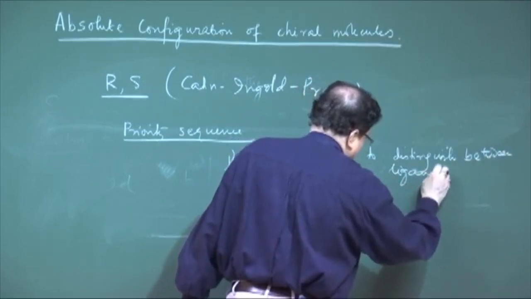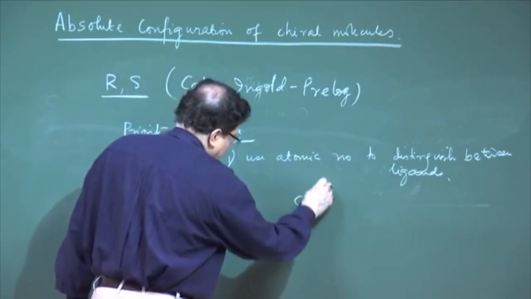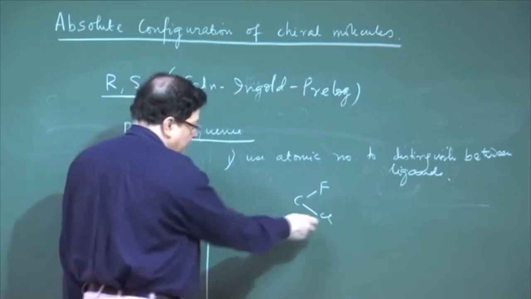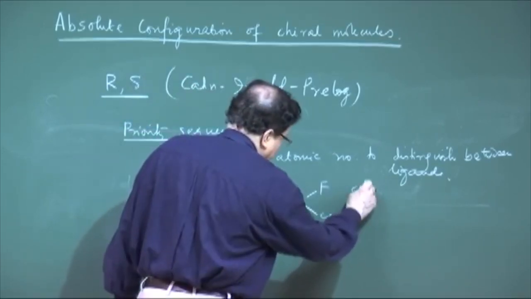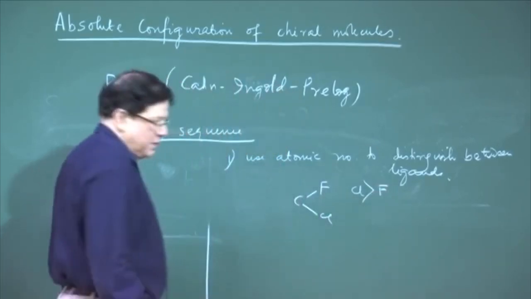Okay. So, what does it mean? That means if a carbon has a fluorine and a chlorine, then chlorine has higher atomic number, so chlorine will get better preference than fluorine.